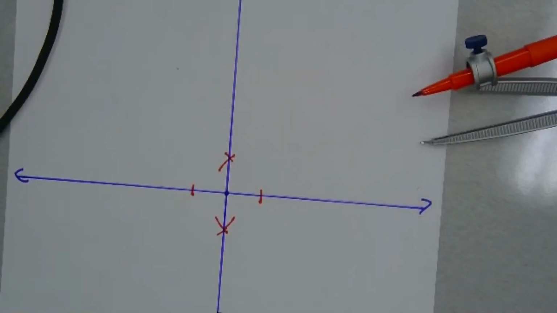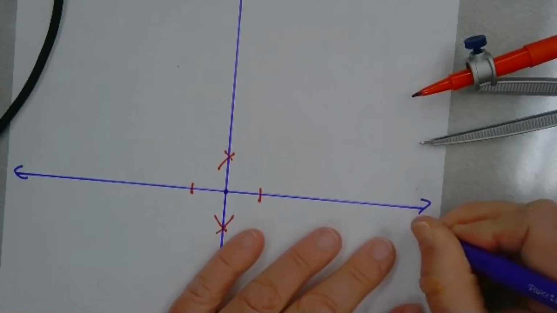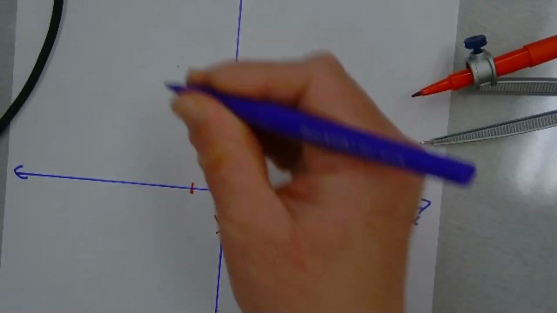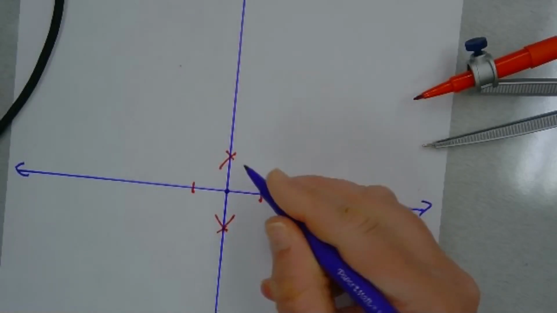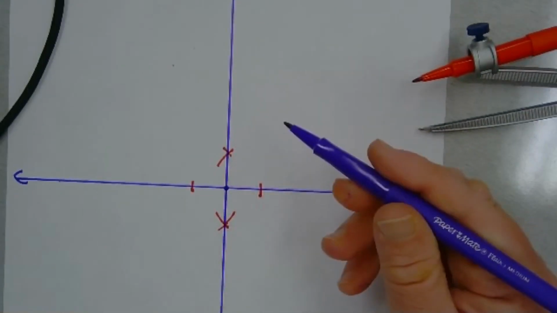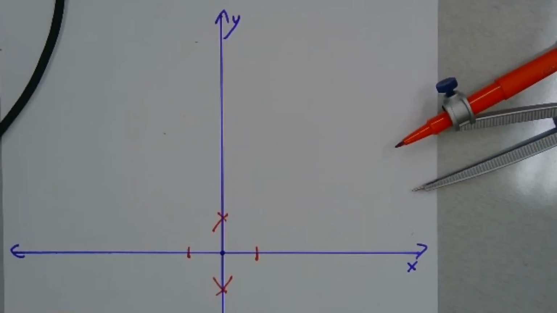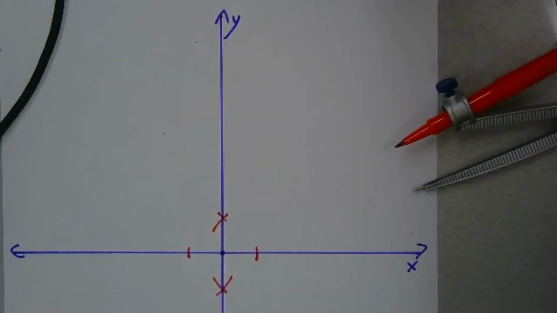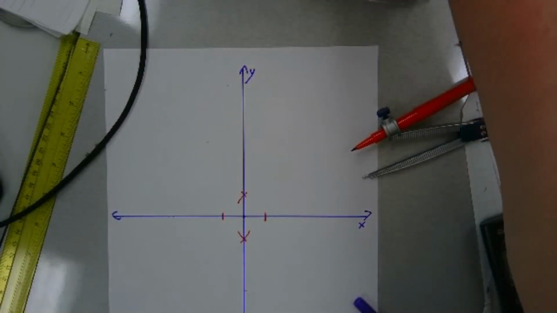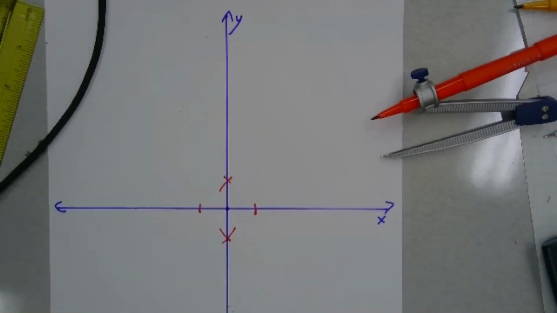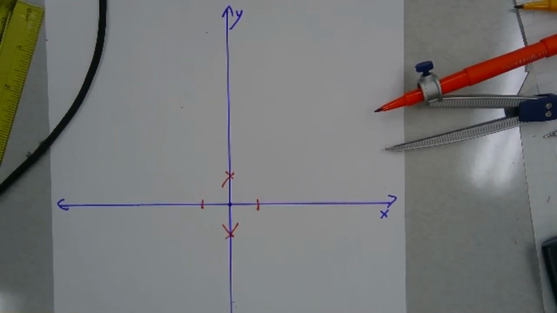This is my x-axis. This is my y-axis, and I won't use these marks again. I would have done these really lightly in pencil, except I wanted you to be able to see them on the camera. So I'm going to zoom this out a little bit, because now what I'm going to do is I'm going to make my unit circle.